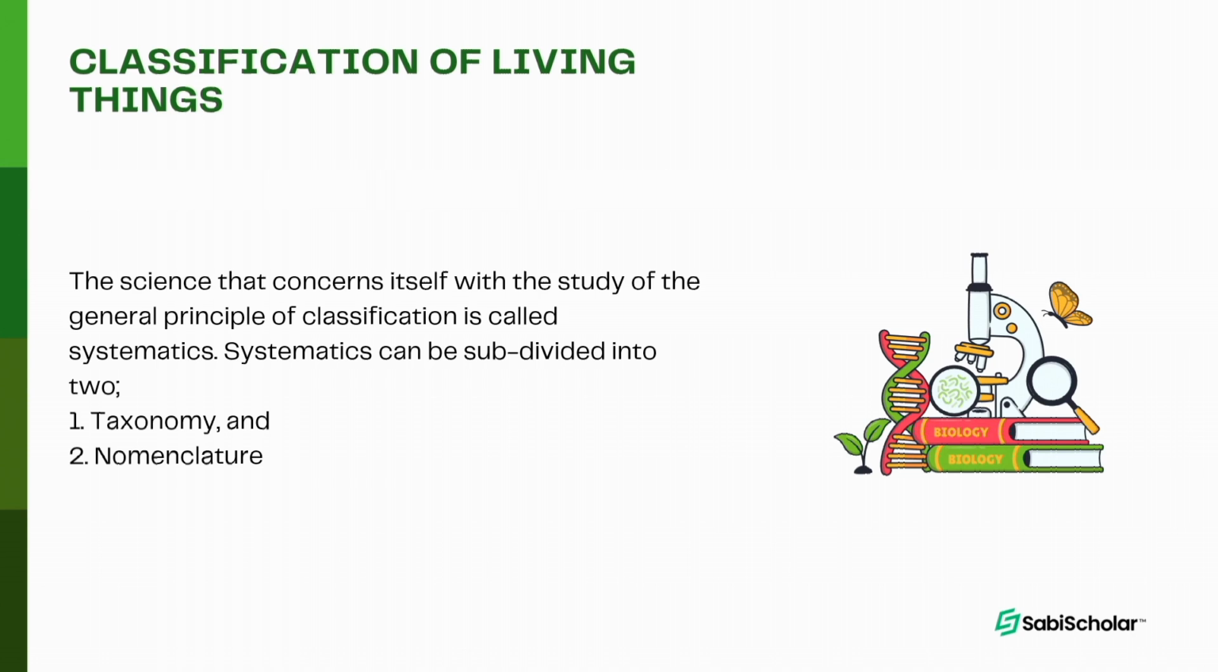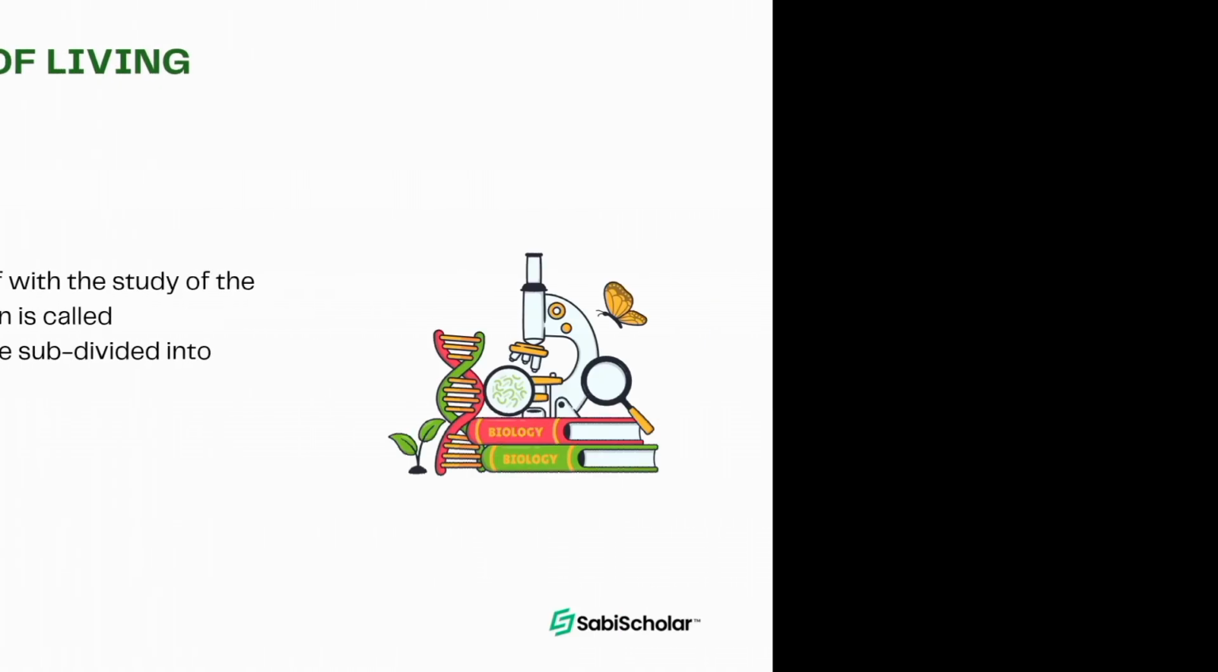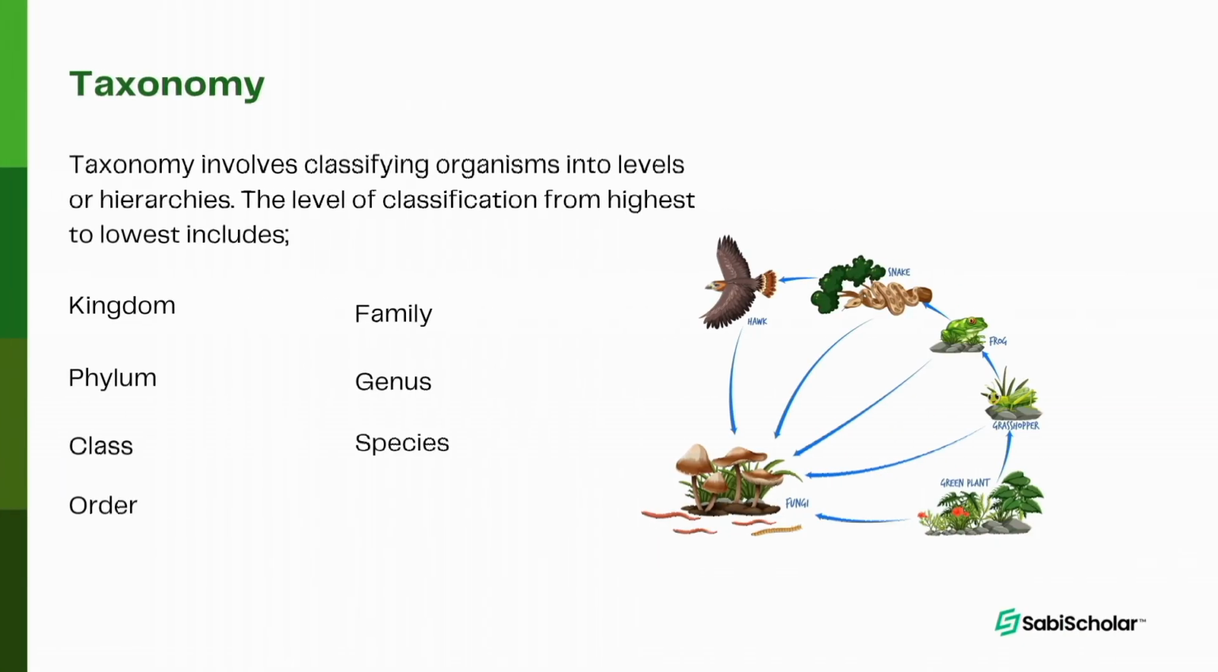The science that concerns itself with the study of the general principle of classification is what we know as systematics. Now, systematics is subdivided into two. The first one is taxonomy, and the second one is the nomenclature. We'll take taxonomy and go over it first. Taxonomy involves classifying organisms into levels of hierarchies. We have from the highest to the lowest. Now, in the hierarchy of living organisms, we have the kingdom, the phylum, the class, order, family, genus, and species.